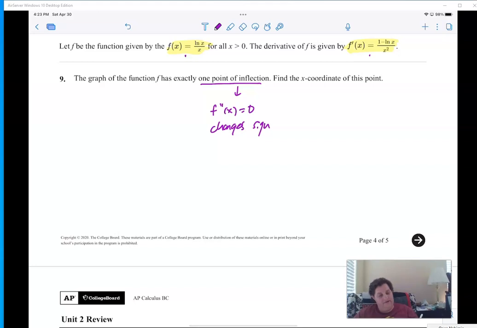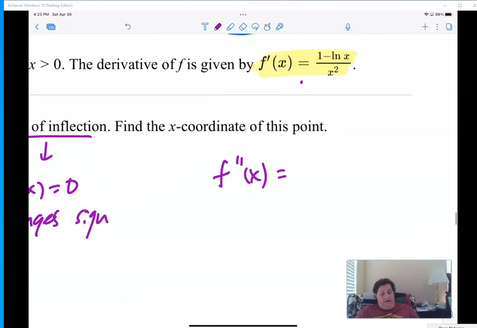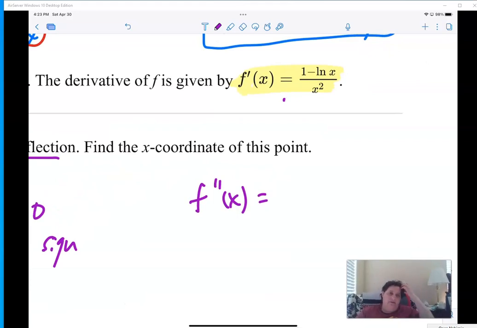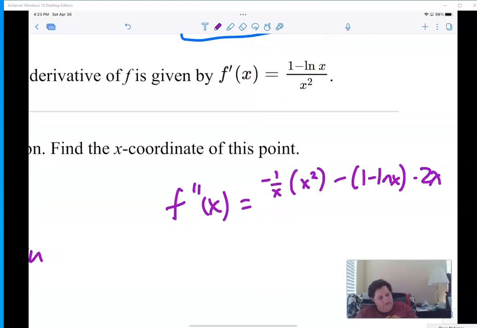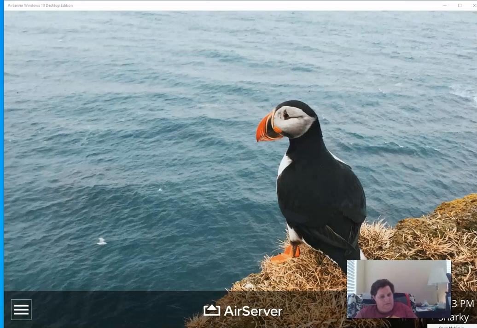Okay, there's f. There's f prime. Time to get f double prime. Now I see why they gave me that. So I got to take the derivative of this. You guys, this is going to be a quotient rule, right? Quotient rule goes derivative of the top. Now, derivative of 1 is 0. Negative ln of x is negative 1 over x. Derivative of the top times the bottom minus the top times derivative of the bottom, which is 2x.